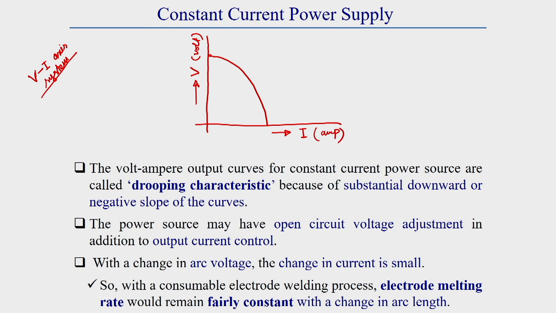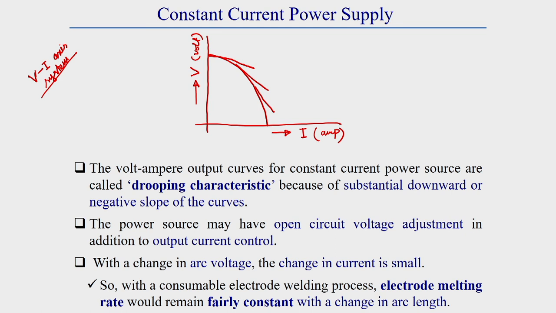So, here generally a substantial downward or negative slope is there. What we can observe here generally, if we draw a tangent, what do we get? This slope generally has a negative sign. That means the change of slope is negative.